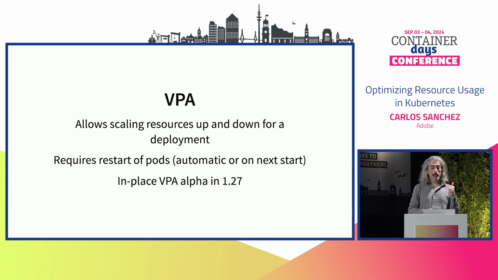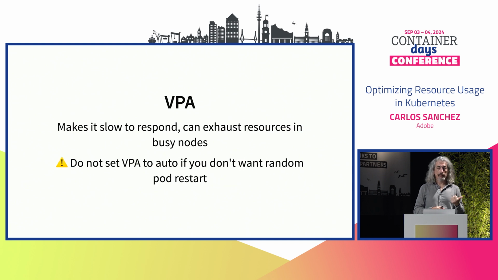But in 1.27, Kubernetes 1.27, VPA in-place, what's called in-place recommender or something like that, is now alpha, and you can configure it so it changes the resources on the fly without having to restart the pod or recreate the pods. Before that, VPA was slow to respond because you need the pods to be restarted, and depending on how much time your pods take to start, that may negate the benefits of having VPA.